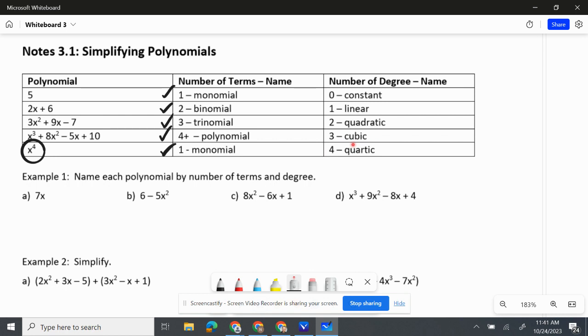So we're going to be naming each of them. I'm first going to name it based off of the term. So one term is a monomial. And then it's degree 1, so that right there would be a linear. The second one, I have two terms, so I'm going to call that a binomial. And then degree 2 would be a quadratic.